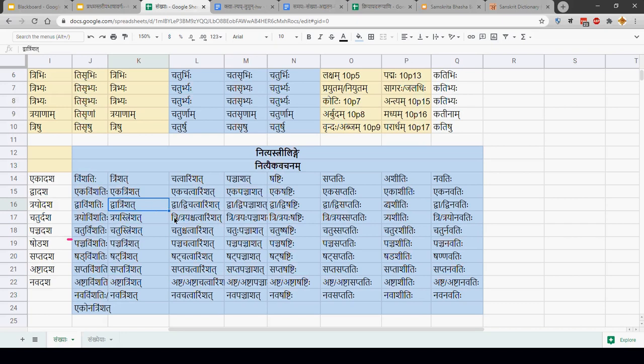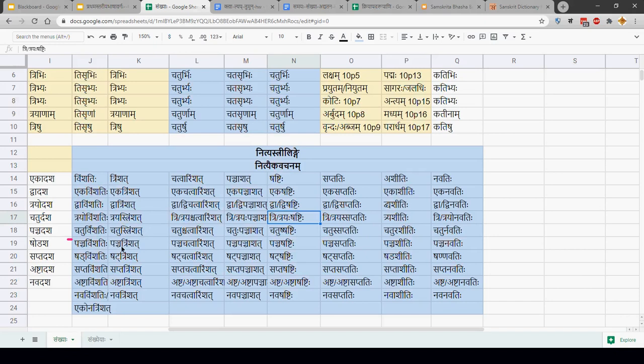Trayastrinshat, chatustrinshat. Then this becomes Trayaschatvarinshat. This becomes sha here. Trayaschatvarinshat, Trayah Panchashat. The Trayah remains the same here. Trayah Panchashat, Trayashashtihi, or you can also say 3. There are multiple forms here, 3 or Trayah. 3 Chatvarinshat may be simpler to say, right? 3 Chatvarinshat, 3 Panchashat, 3 Shashtihi, 3 Saptatihi. And because of Sandhi, 3 plus Ashiti becomes Trashitihi, and 3 Navatihi.